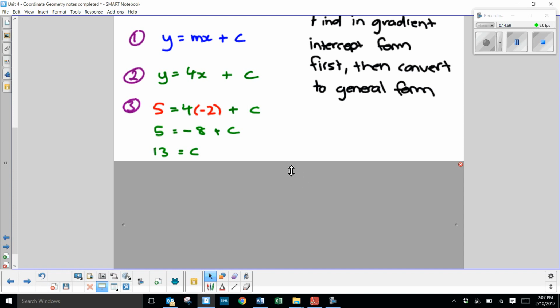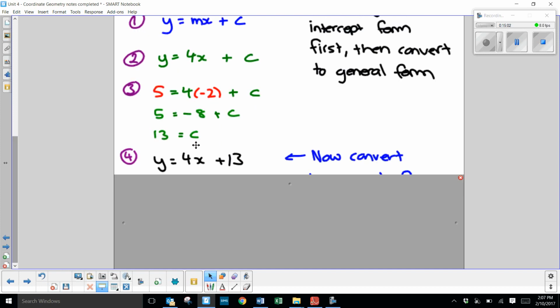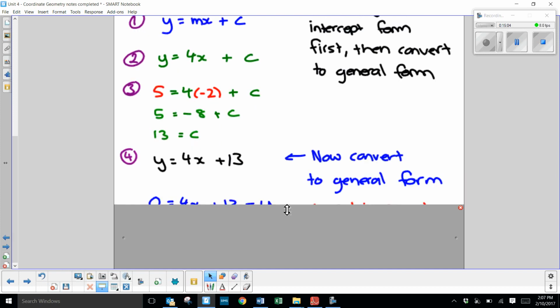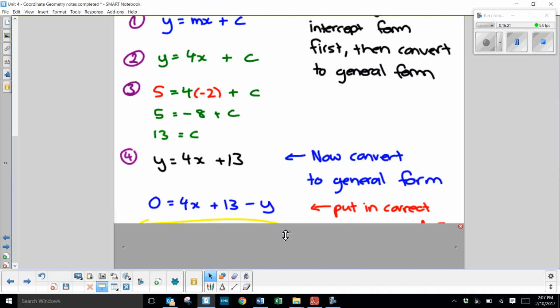Now to convert this into general form, there are two ways we can do it. We can either leave these here and subtract y from both sides. Alternatively, we can leave y here and subtract 4x and 13 from both sides. It's the same answer either way. What I've chosen to do is subtract y from both sides because it was less work. I want to do the step that takes the least work for me. So we've got y equals 4x plus 13, and I've subtracted y from both sides. The good thing is general form has to be set equal to 0. That's why I subtracted y from both sides.